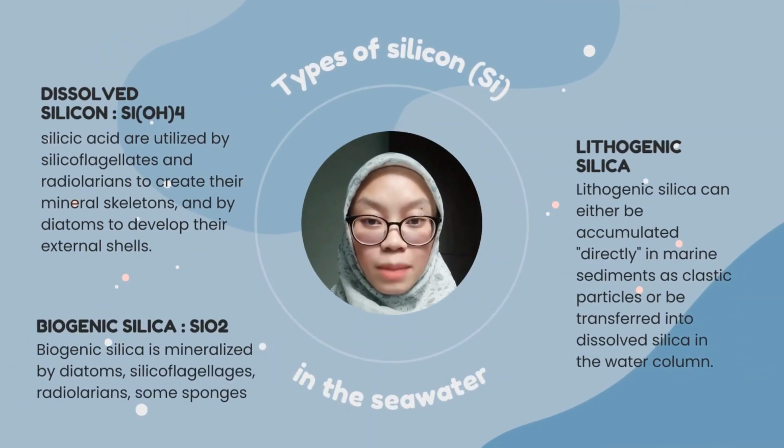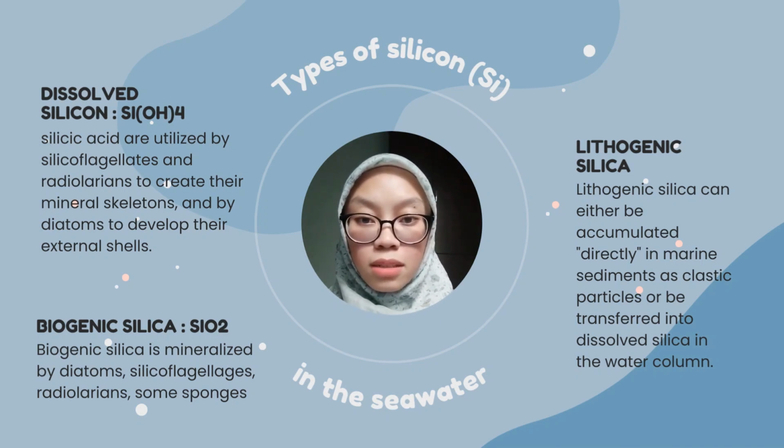There are three types of silicon in seawater. The first one is dissolved silicon. Silicic acid is utilized by silicon flagellate and radiolarian to create their mineral skeleton and by diatom to develop their external shell. These structures are vitally important as they can protect, amplify light for the photosynthesis and even help these organisms to float in the water column.